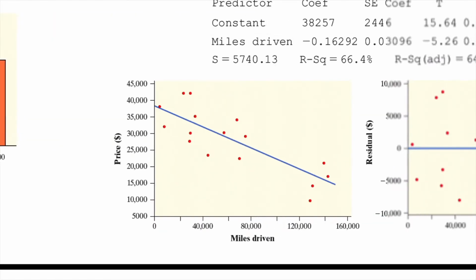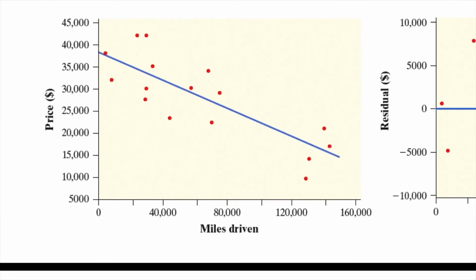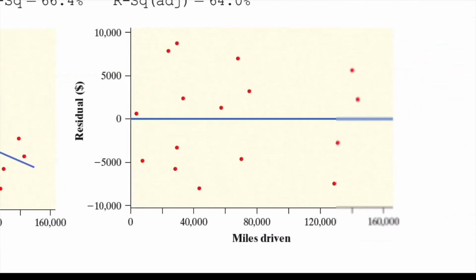The next thing is the actual scatter plot, right? Putting miles driven in L1, putting price in L2, making a scatter plot with the predicted line. We've done that before. Okay. And then here's a residual plot.